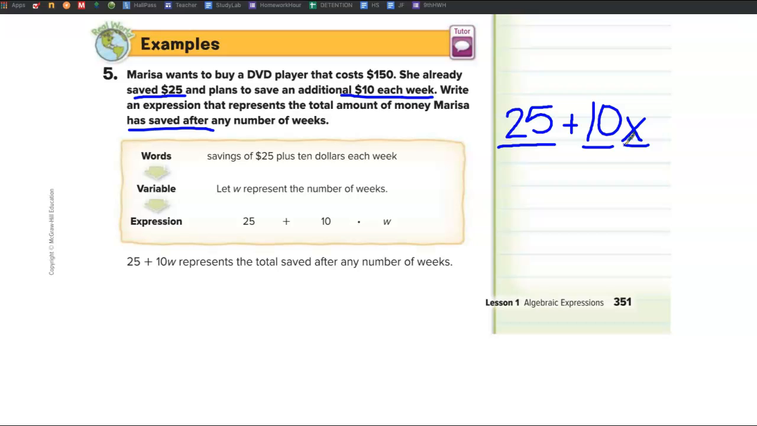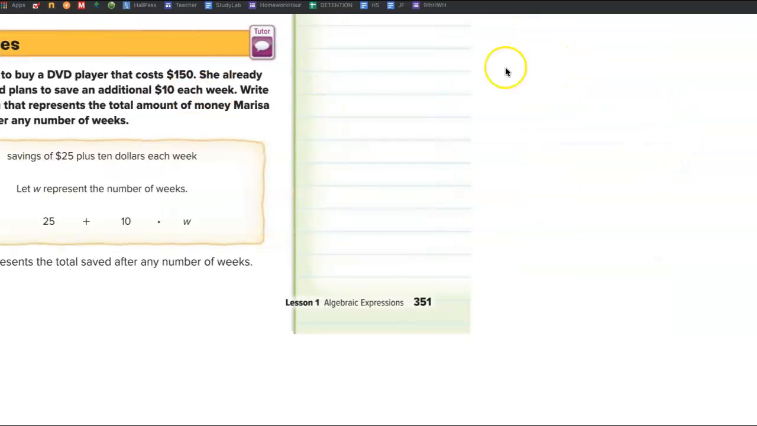This is our expression because we have the amount she's already saved plus the $10 she's going to save times the number of weeks X that she saves. Therefore, if we wanted to figure out how much money she would have in her account in 15 weeks, we could sub that in for X. If we wanted to know how much she would have in 100 weeks, we could sub that in for X. This expression is generic for the problem. Does that make sense? That's just the answer for right now. When we move to the next question, go to the next page.